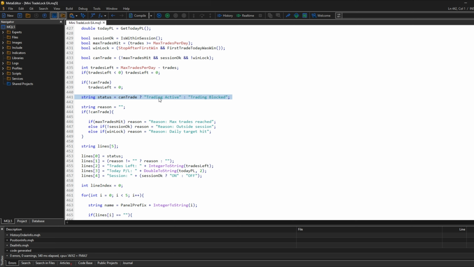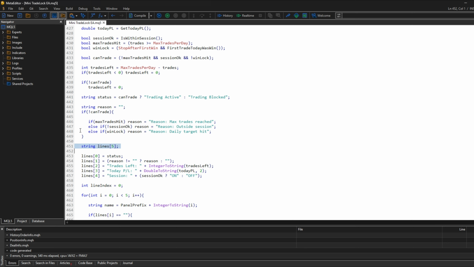So if trading is allowed, the panel says trading active. If not, it says trading blocked. After that, we create the reason text. So if trading is blocked because max trades has been reached, then the reason says max trades reached. If trading is blocked because we are outside session, then the reason says outside session. And if trading is blocked because the first winning trade has already happened, then the reason says daily target hit.